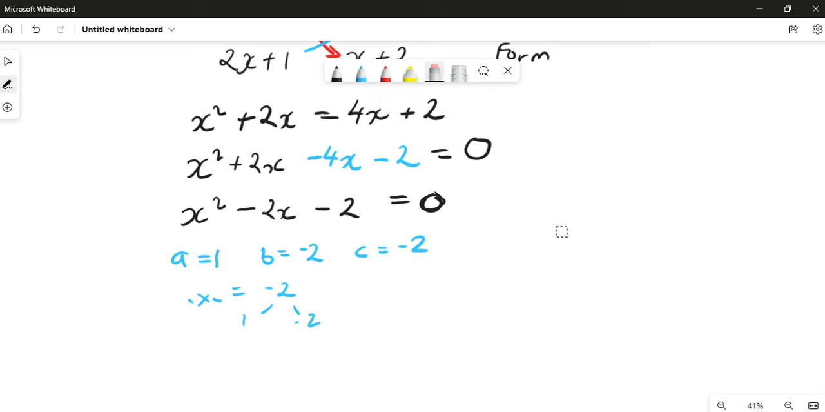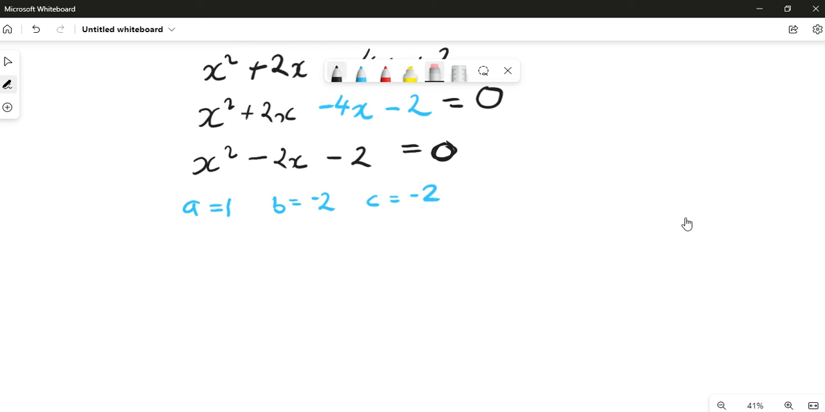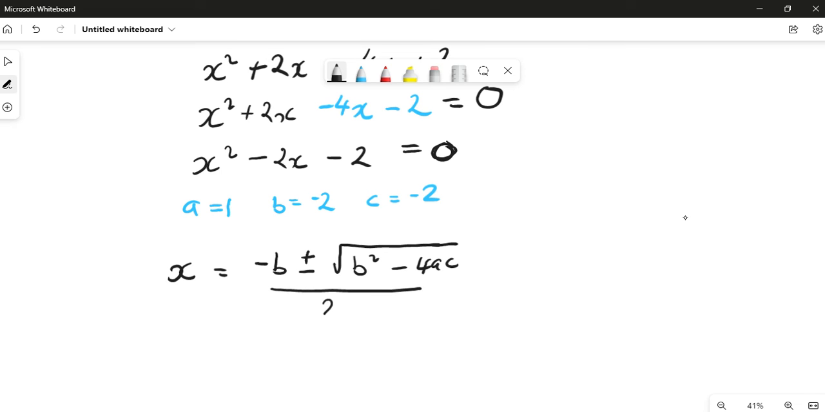So here we have to use the quadratic formula. If you remember the quadratic formula, it is x equals negative b plus or minus the square root of b squared minus 4ac, over 2a.